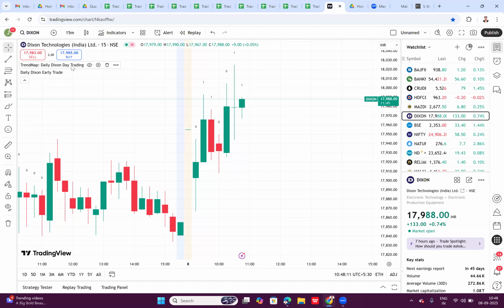In cash, we have to use both indicators. First, we check using this Dixon early trade indicator. If a trade is not available using it, then we apply this indicator. And if a trade is available using this indicator, then we follow these rules. If a trade is not available using the early trade indicator, then we follow these rules. So for cash trading, we will follow these rules.